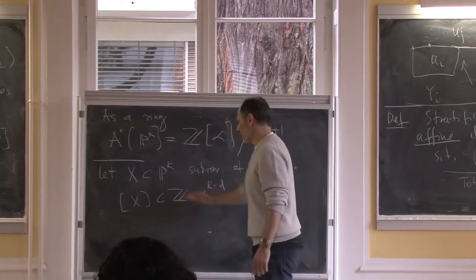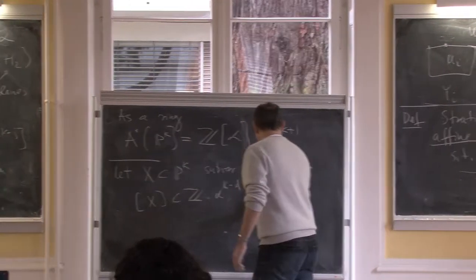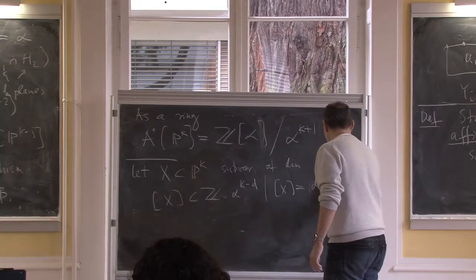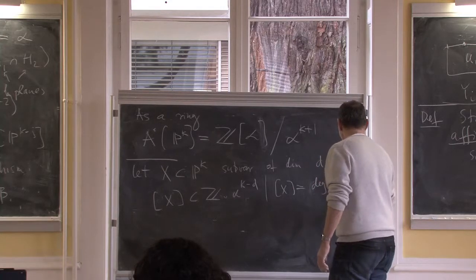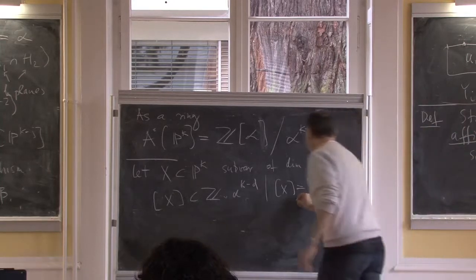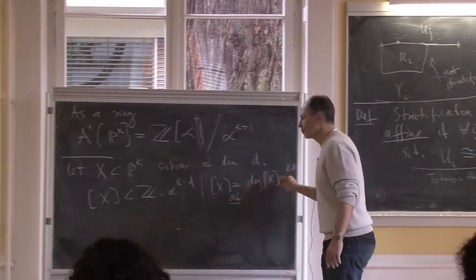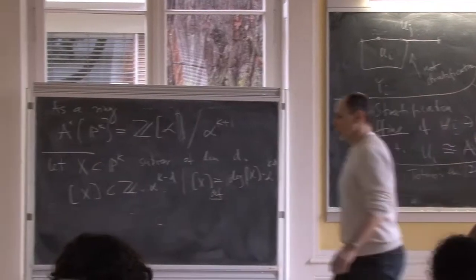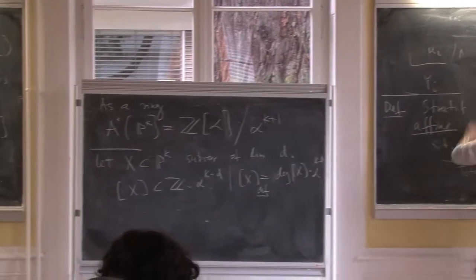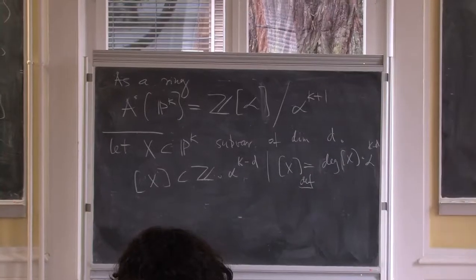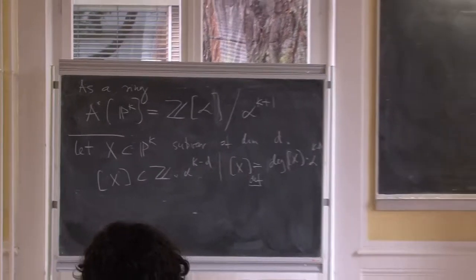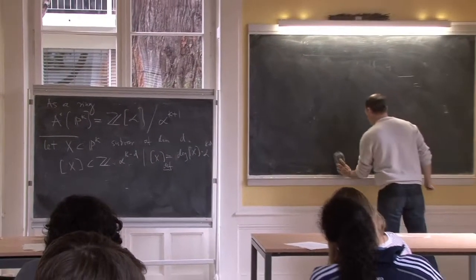So in other words, there's a number here. X is equal to some degree of X times alpha to the k minus d. And that's the definition of the degree. It's that constant. Okay? All right. So I just very quickly want to show you a calculation. I hope I still have time for that.